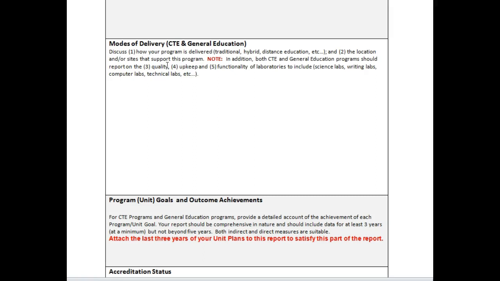You want to talk about the upkeep of the labs, the upkeep of the equipment. And for Gen Ed, this could be your science labs, this could be your gymnasium, this could also be your classrooms. You want to go in and look to see what is going on, how do they look, is the technology there, the functionality of laboratories as well as classrooms, to include science labs, writing labs, computer labs. If you have a computer lab and 30 computers are in there but only 11 are working, it needs to be outlined here.